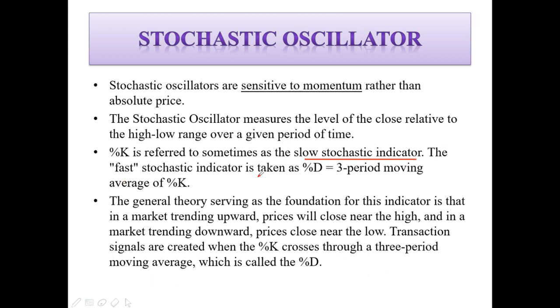The fast stochastic indicator is taken as percentage D, which is the 3-period moving average of percentage K. So that is how we can see that it is sensitive to momentum. The general theory serving as the foundation for this indicator is that in a market trending upwards, the prices will close near the high, and in a market trending downward, the prices will close near the low. So transaction signals are created when the percentage K crosses through a 3-period moving average, which is called the percentage D.